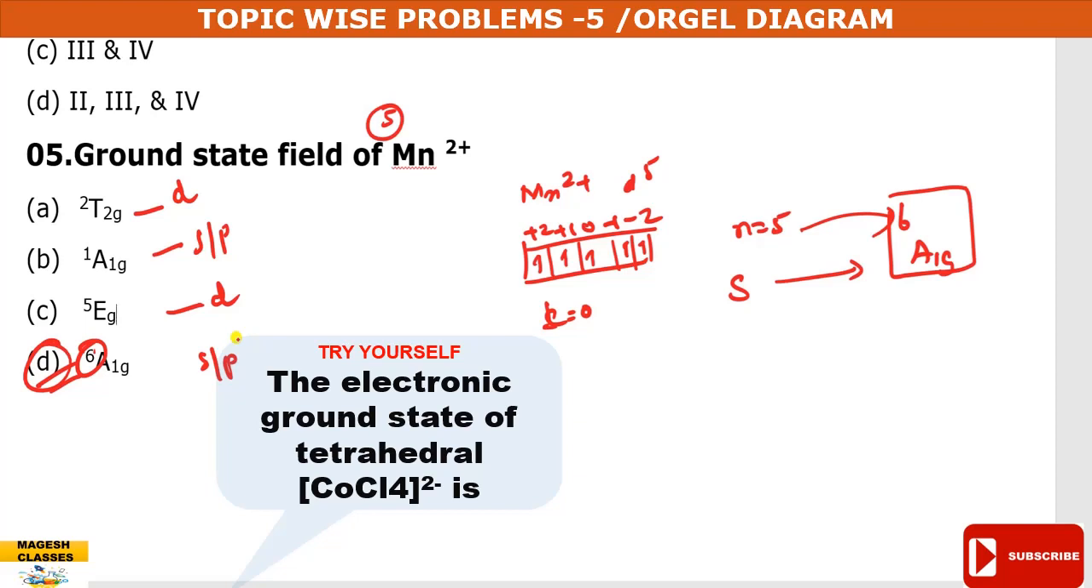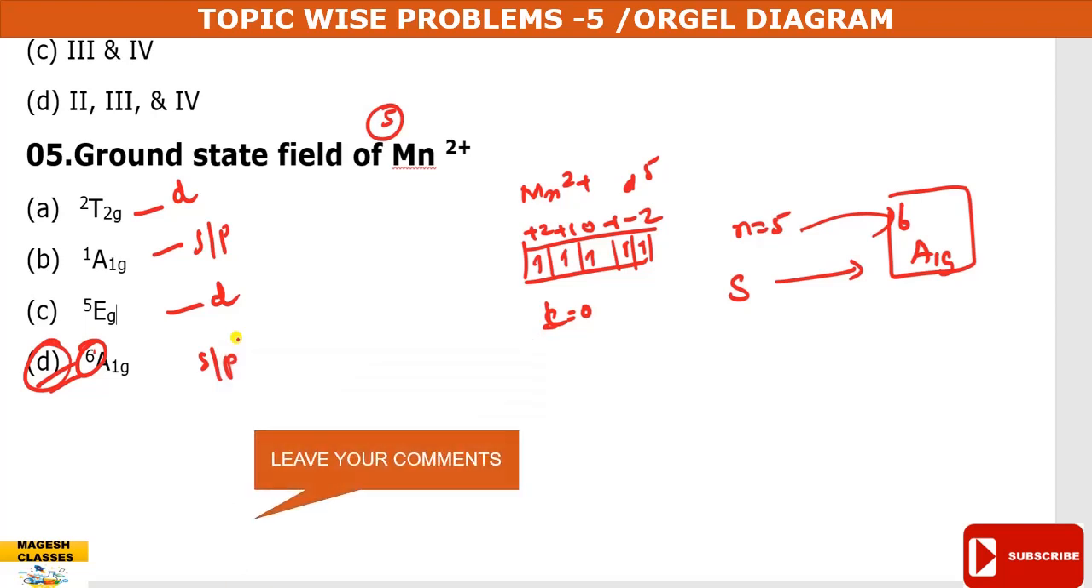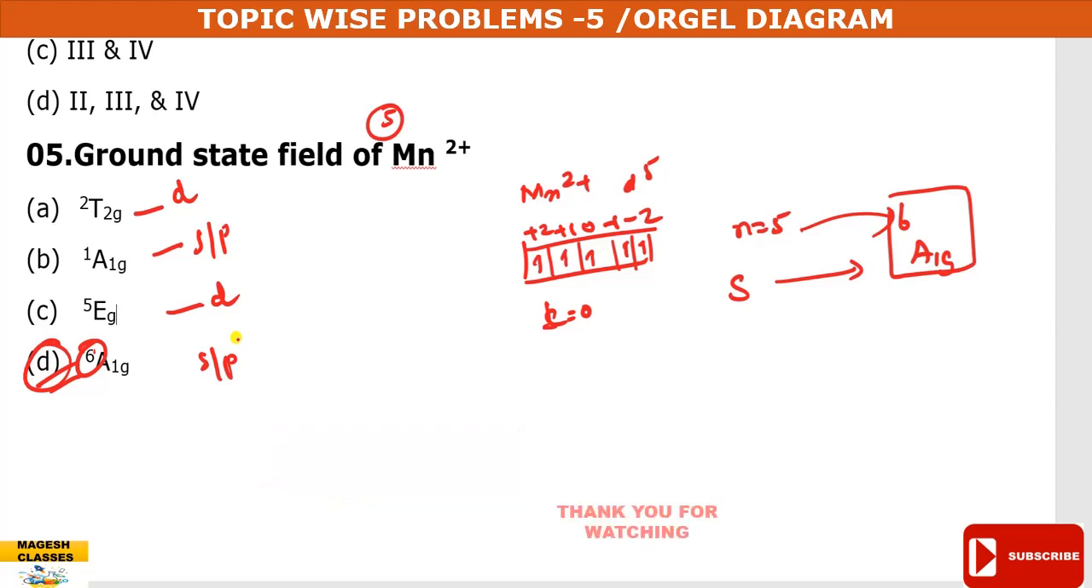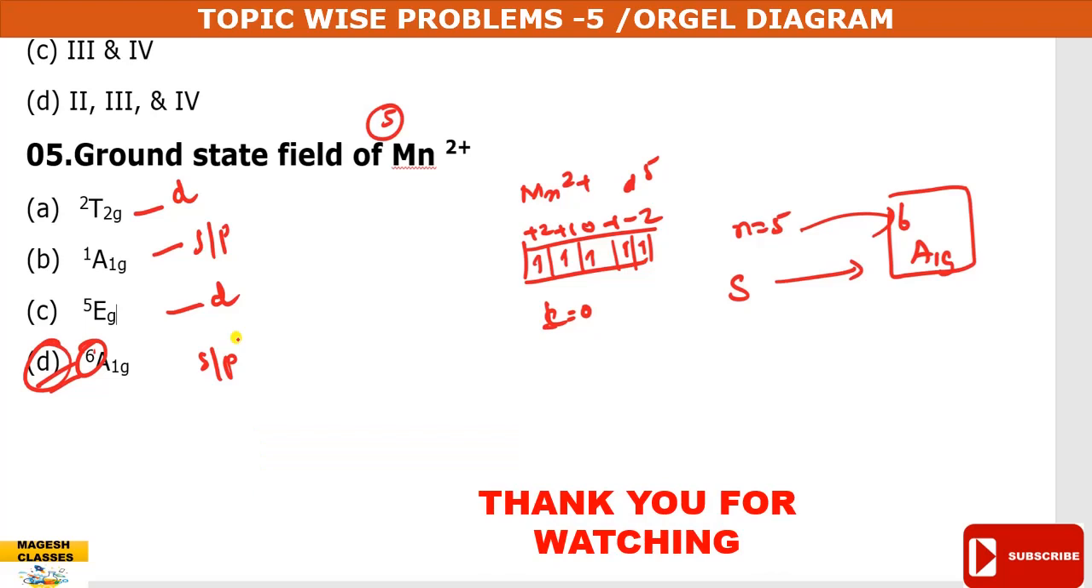distortion in this case. In some problems you can calculate the energy difference value. So ground state and 10 Dq, 2 Dq, 6 Dq differences are obtained. On the right hand side you start with the 6 Dq minus, and on the left hand side you start with the 10 Dq. So in this way we can easily solve all the types of questions related to the ORGEL diagram. I hope that this presentation is useful to you. Thank you for watching.